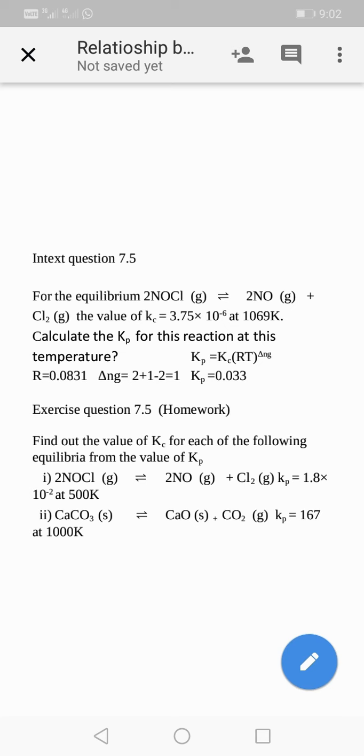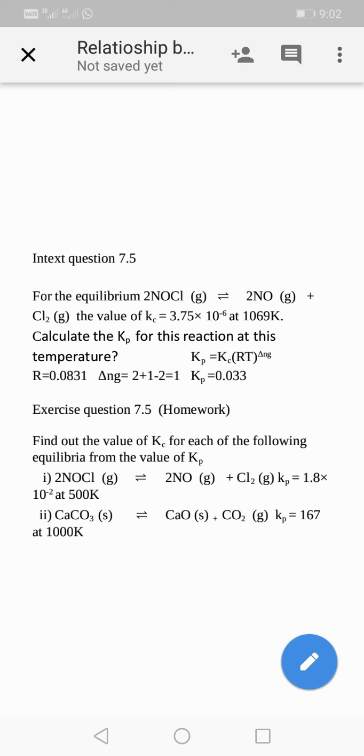Then what will we have to do? One more thing, the delta Ng. So how many gaseous products are there on the right hand side? 2 NO molecules and 1 Cl2 molecule. So 3 molecules of products are there. So 3 minus how many moles of gaseous reactants are present? 2 moles. So 3 minus 2, that is equal to 1. You can substitute in this equation so that you will get the final answer. Do it by yourself. It is a solved question. Just check your textbook also.